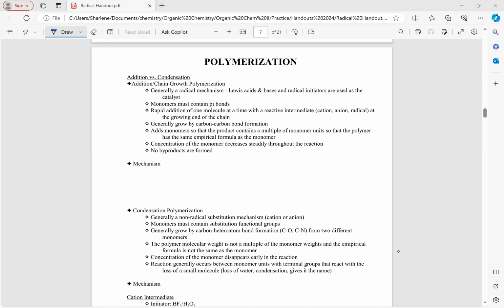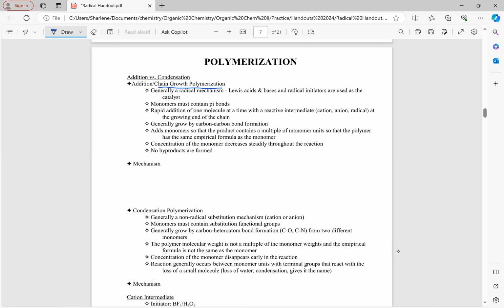There are going to be two types of polymerization, addition versus condensation. And condensation is exactly like it means. Usually condensation means the loss of water, but in this case, it can mean the loss of a small molecule. But addition is often called the chain growth polymer. And it's going to just keep adding, adding, adding. This is probably the one that most people think of when you think of radical polymerization.